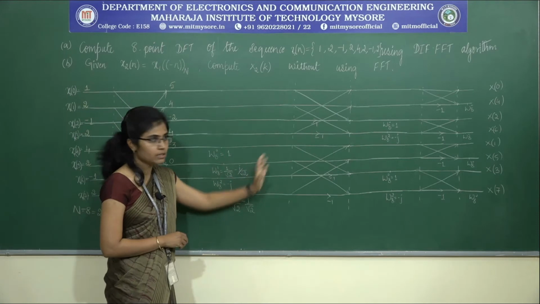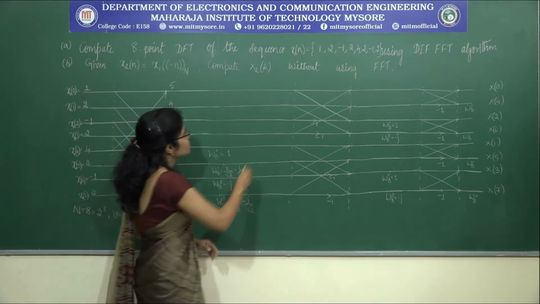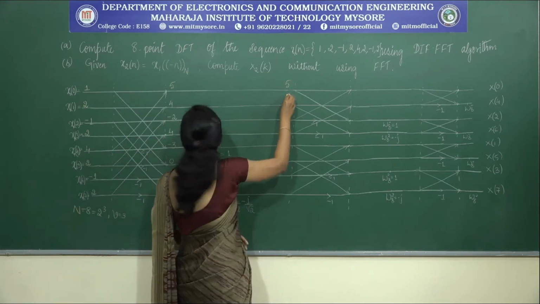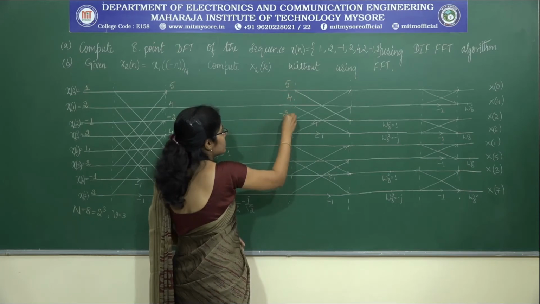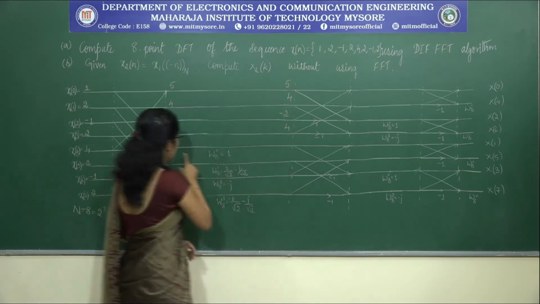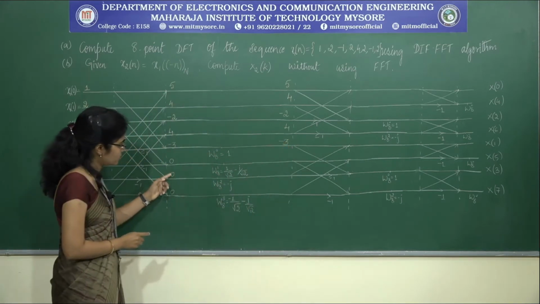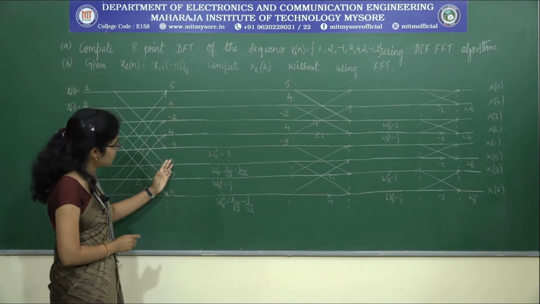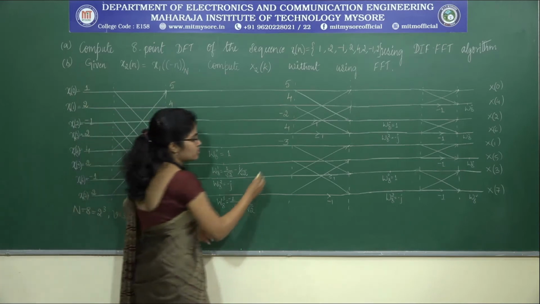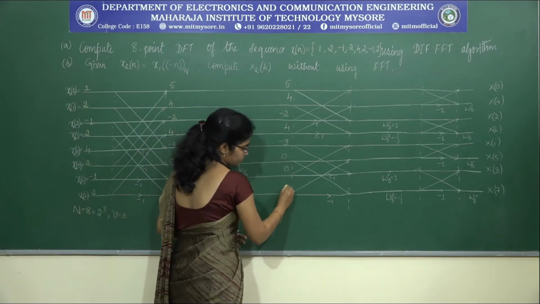So now let me write the input to this second stage. So 5 directly comes here, 4 comes here, minus 2 and 4. Minus 3 multiplied with 1 gives us minus 3. Rest of the terms which we have is 0. Multiplying 0 with any of the terms gives us 0 only.